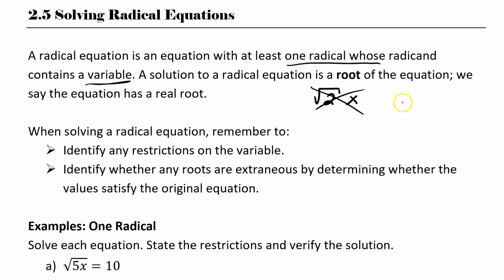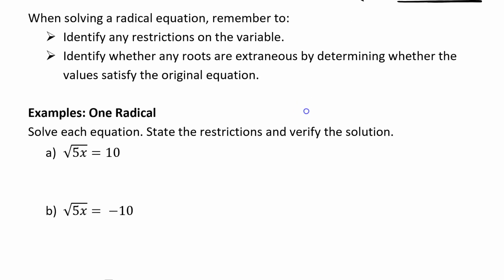It has to include the variable. So if I have the square root of 4x minus 5 equals 0, this is a radical equation. You can have radical coefficients and still be a linear equation. A solution to a radical equation is a root of the equation. We say the equation has a real root.